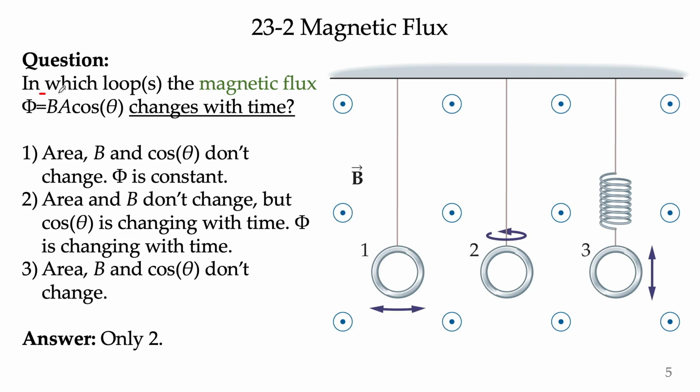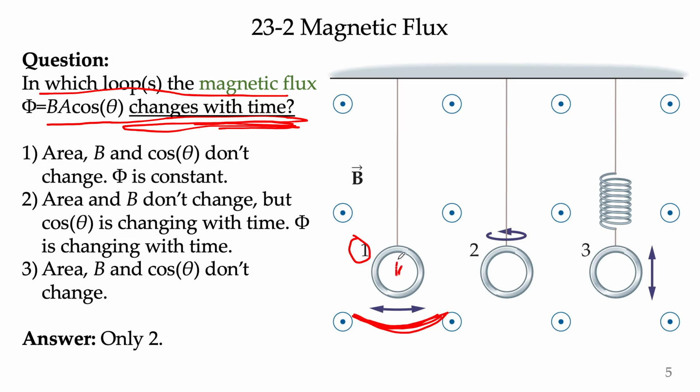So the question is, in which loops or rings does the magnetic flux, B times A times cosine theta, change with time? This is important because change with time produces electricity. Now if you look at the first one, it basically rocks right and left, like a pendulum. Does the flux in the middle change here?